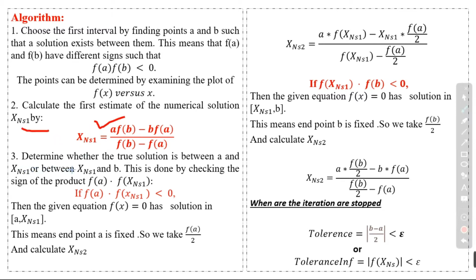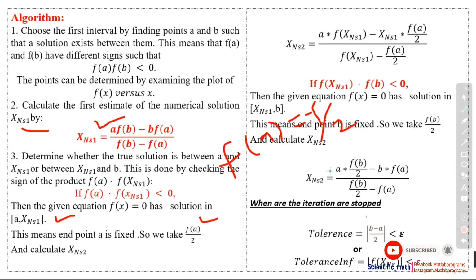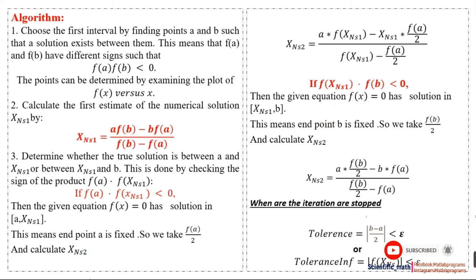And number three, determine whether the true solution is between A and X1 or X1 and B. This is done by checking the sign of the product of F of A and F of X1. If the product of F of A and F of X1 is less than 0, then the given equation F of X is equal to 0 has the solution in this interval. This means endpoint A is fixed, so we take half of the F of A. We know that F of A is equal to Y, and we take half of the value of Y in the improved modified Regula Falsi method, and we calculate next iteration or next estimated solution, that is X2. So X2 is equal to this formula, and we use half of the value of Y, that is F of A divided by 2.